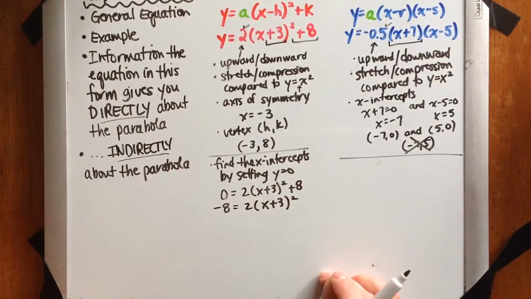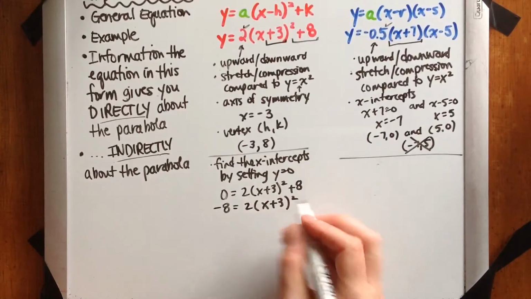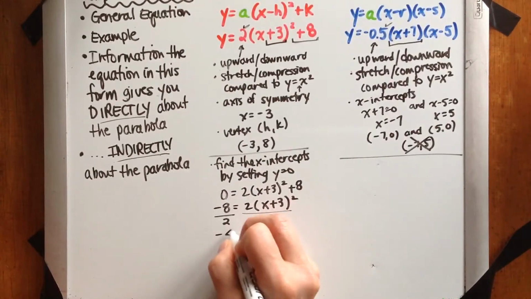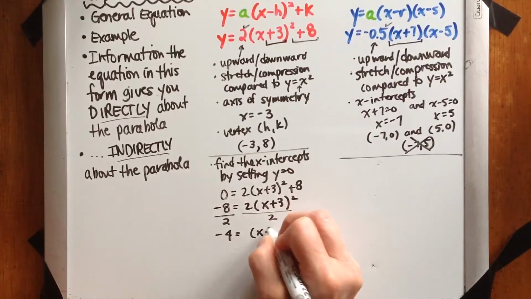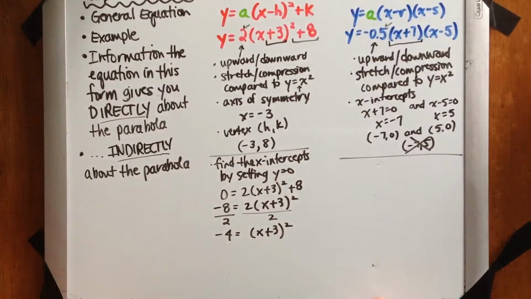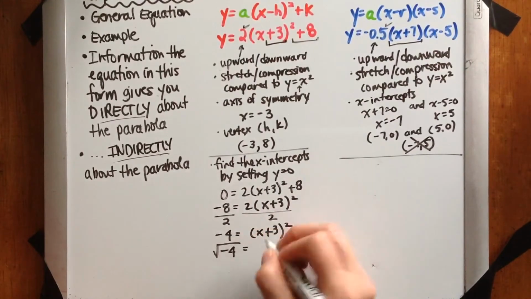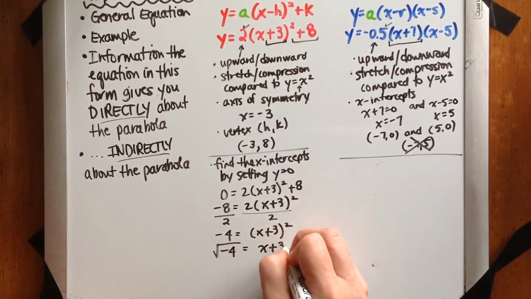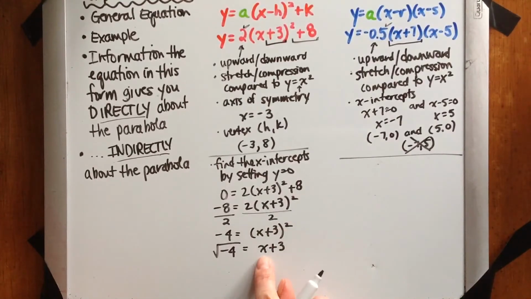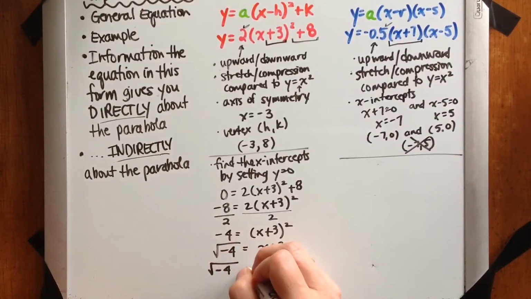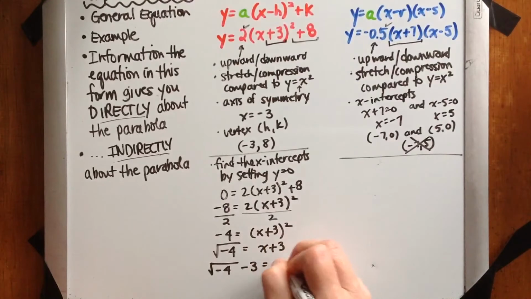Okay, let's next do the division by 2. So I have negative 4 is equal to (x plus 3) quantity squared. Let's next do the square root. Square root of negative 4 is equal to x plus 3. So x would be equal to, taking this 3 away from both sides, the square root of negative 4 minus 3 is equal to x.